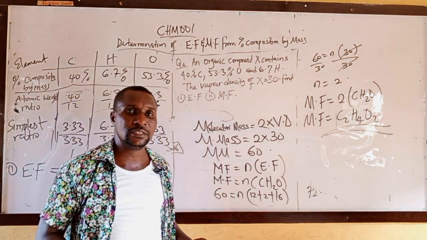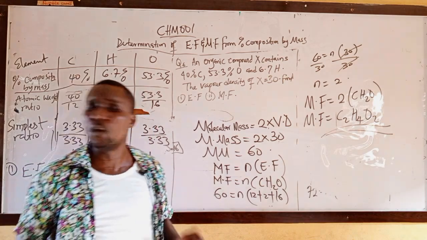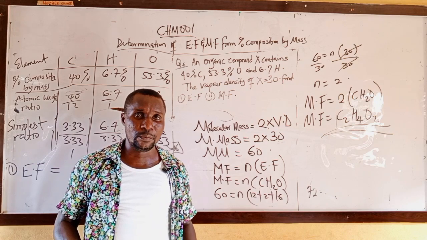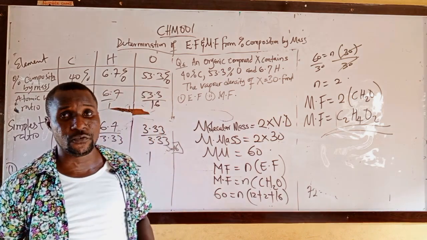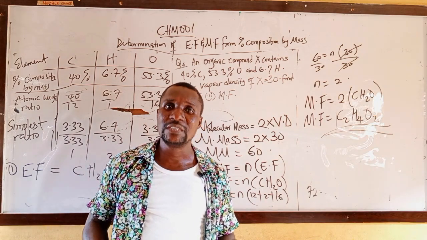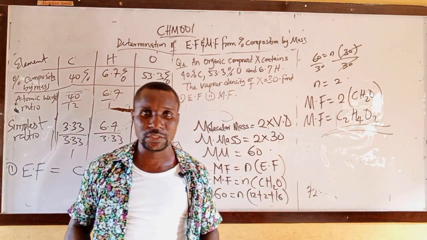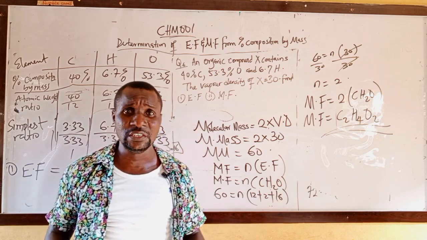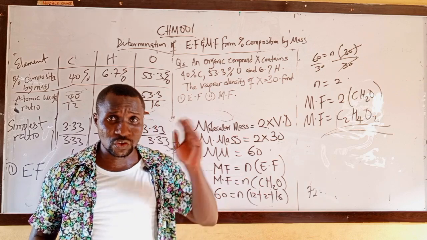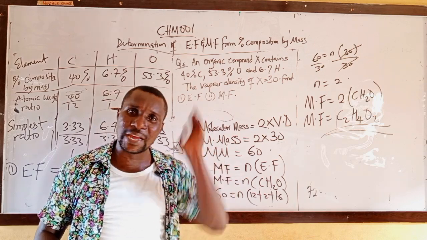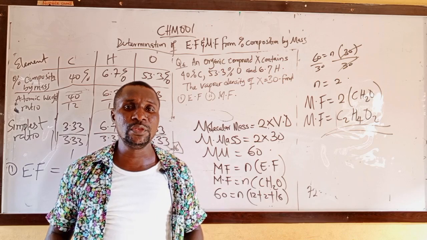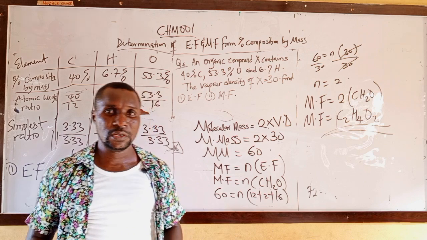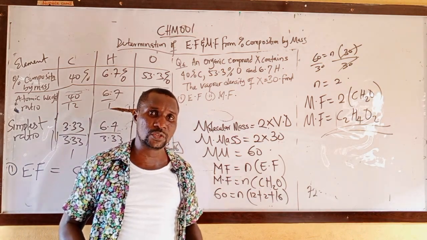In the next video, we shall look at combustion analysis. It's a special case for JUPEB students. Using combustion analysis to determine the empirical formula is a must-watch for JUPEB students. It's a must because you see so many questions in your past questions from 2015 to 2024 on combustion analysis, how to determine the empirical formula and molecular formula from combustion analysis. It will be the next video, which will be the third video.